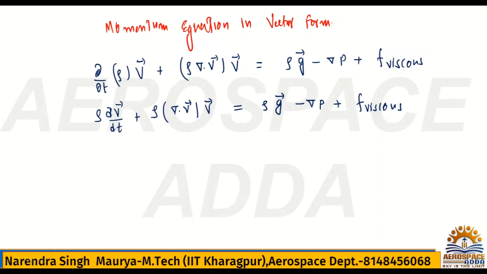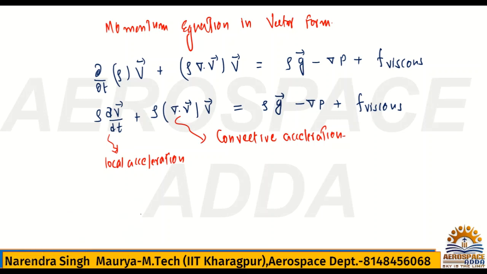This is the local acceleration, if you are getting me. This is called local acceleration. And this is called convective acceleration. Okay, you can combine this local and convective acceleration, so you may get the total acceleration, or sometimes it is called material acceleration, substantial acceleration.